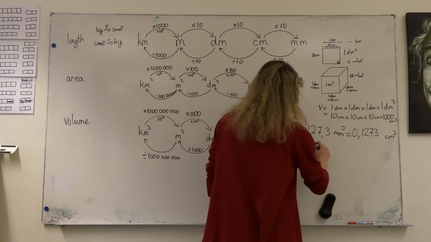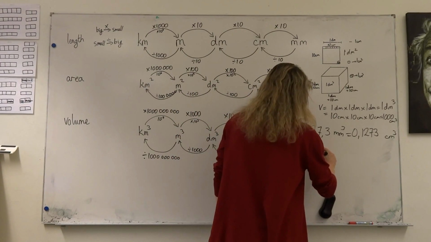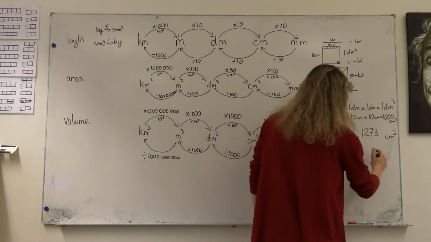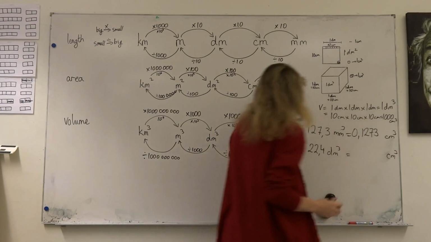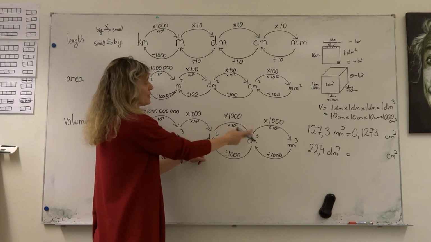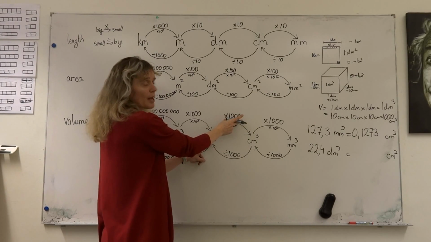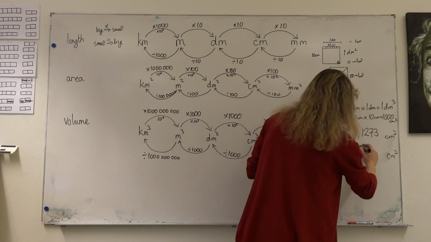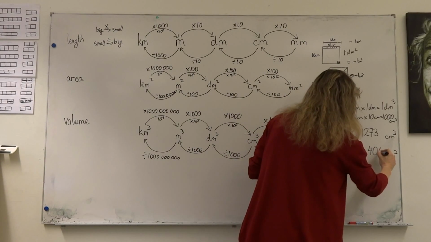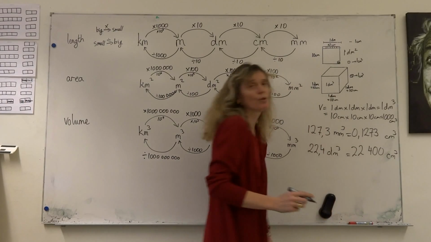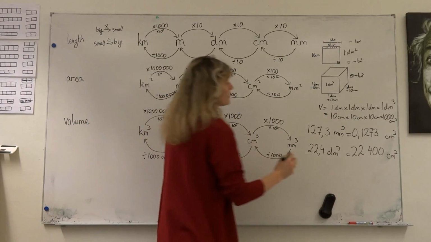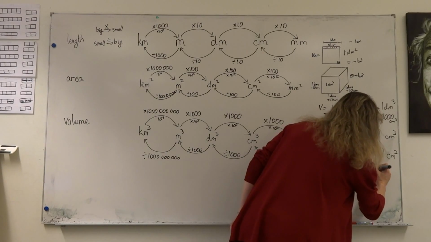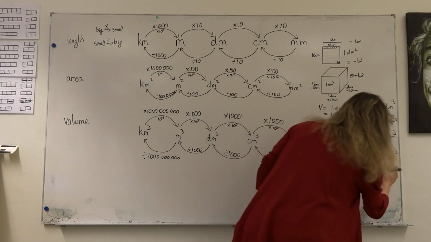If we had changed 22.4 decimeters cubed to centimeters cubed, I'd be going from decimeters cubed to centimeters cubed. I'd multiply by 1,000. I'd move the decimal point 3 places that way. I'd go 22, 1, 2, 3, 22,400, which in scientific notation would be written as 2.24 times 10 to the power of 4 centimeters cubed.